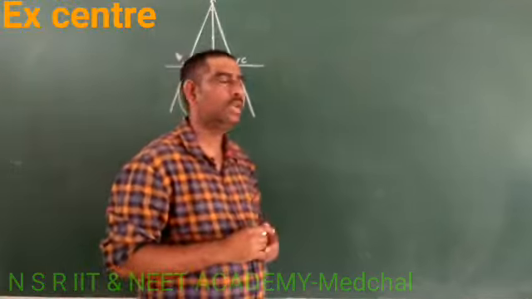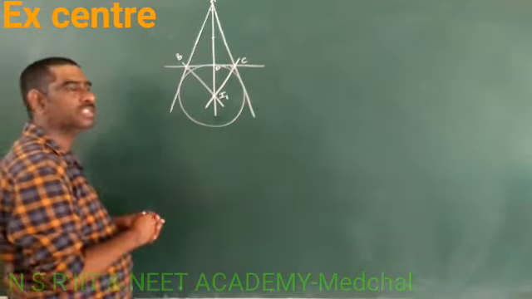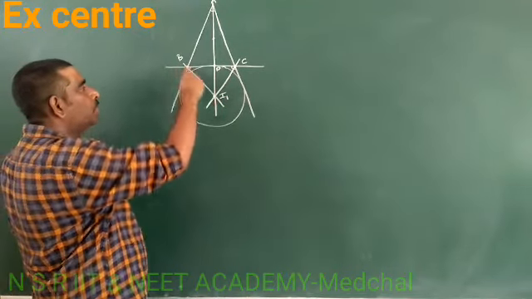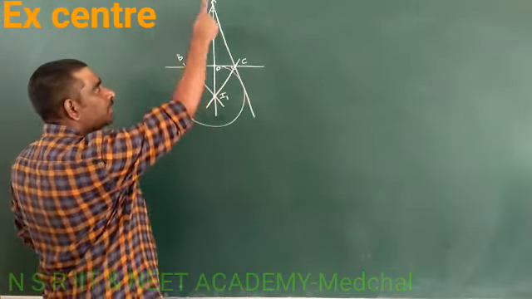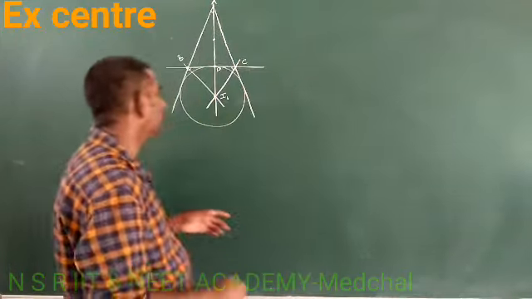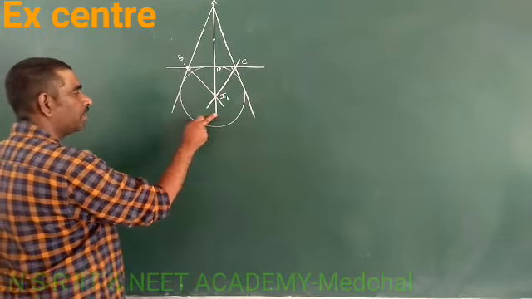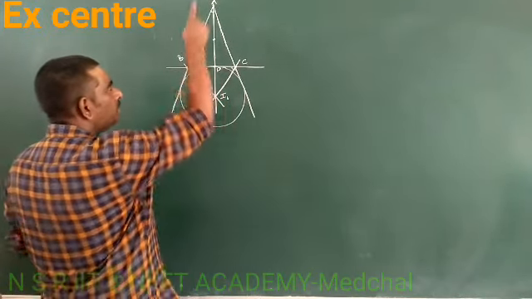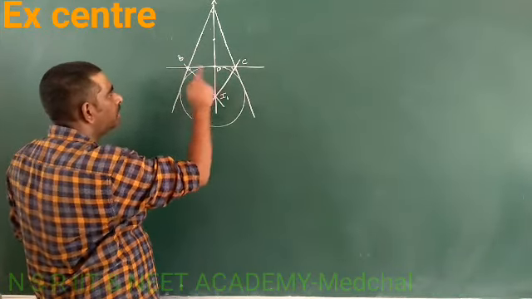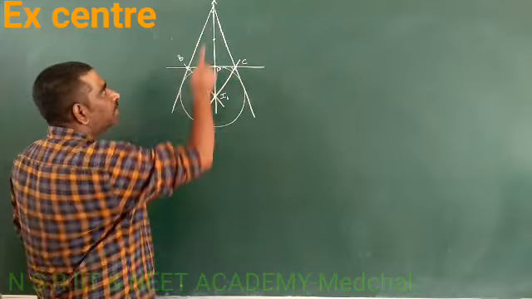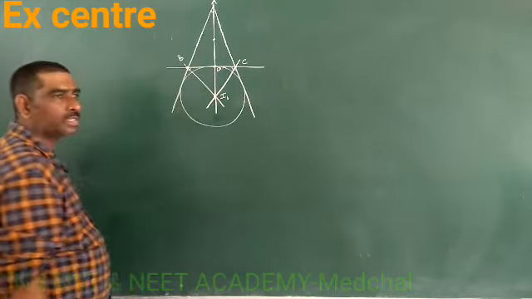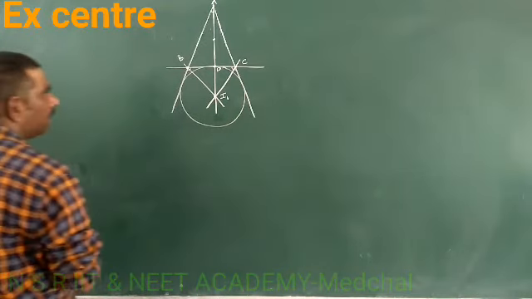So next, excenter. What is the definition of excenter? The excenter is the intersection point of two external angular bisectors and one internal angular bisector. In triangle ABC, the bisectors at B and C are external angular bisectors and at A is the internal angular bisector. So it is called the excenter. It is denoted by I1.